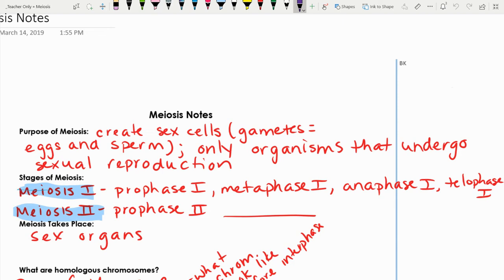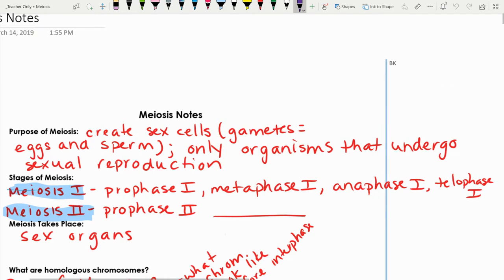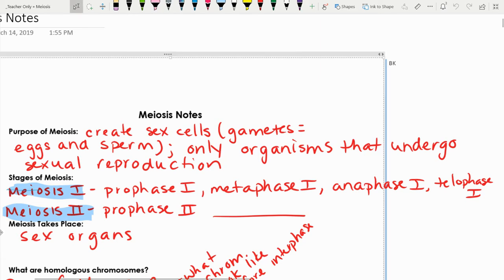meiosis. Now, you may have noticed more stages in meiosis. There's a meiosis 1 and a meiosis 2. You'll notice the phase names are pretty much similar. The only thing added is because there are actually two cell divisions. There's a prophase 1 and then a prophase 2. First all the meiosis 1 phases go through the process, and then you have meiosis 2, which has prophase 2, metaphase 2, anaphase 2, and telophase 2. Meiosis takes place in the sex organs.